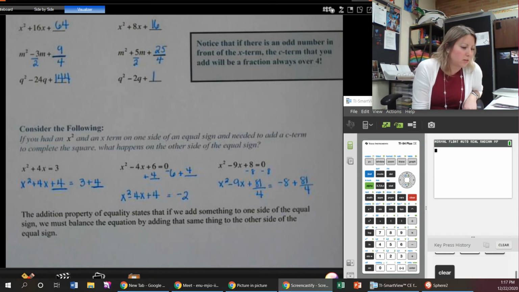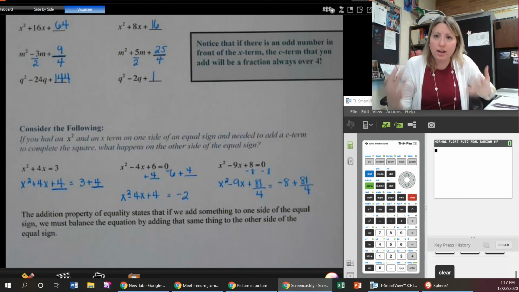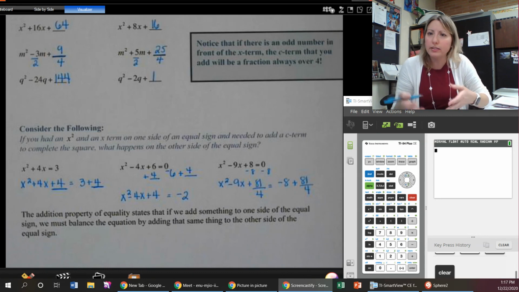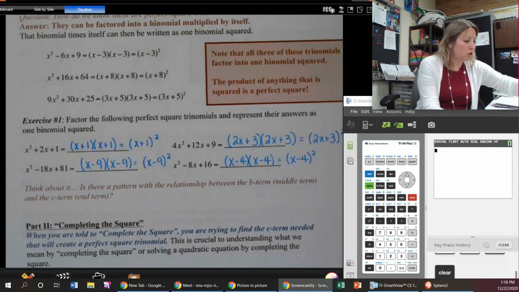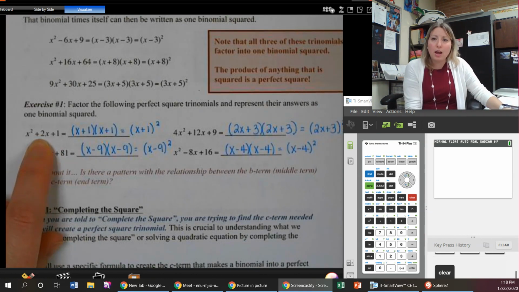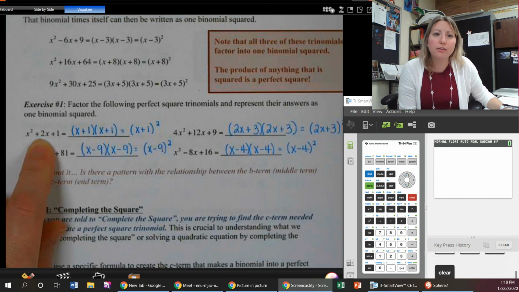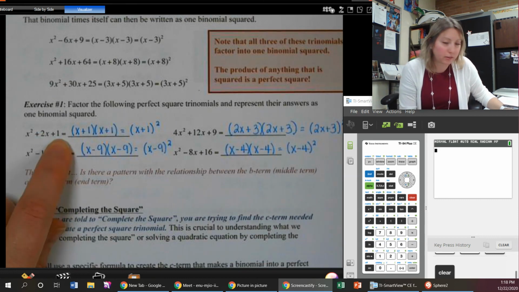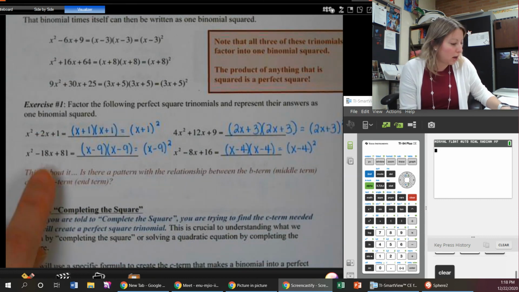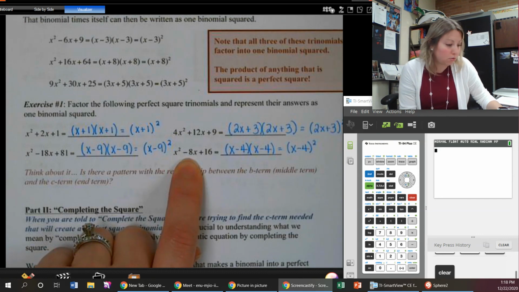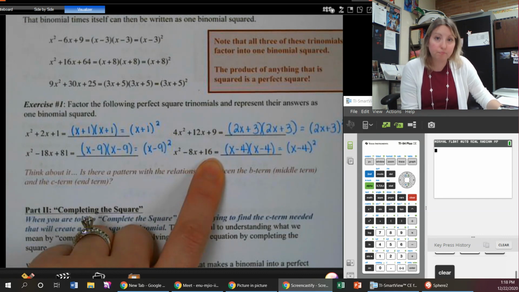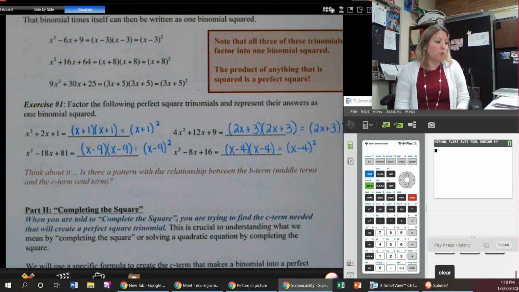How's that sound? Yeah. So your homework is really just going to be figuring out the C term to create the perfect square trinomial. Okay? That's it. That's all you're going to do. So make sure that you are taking the B term and dividing it by 2 and squaring it. That's how you get this number right here. Take the B term, divide it by 2, and square it. You can do this. Create those perfect square trinomials.